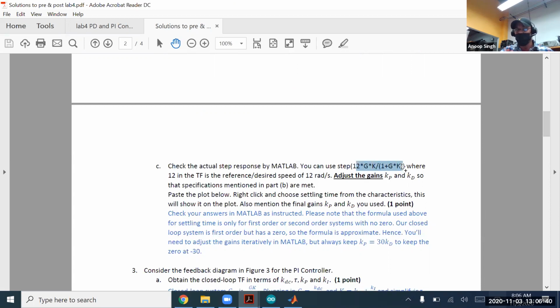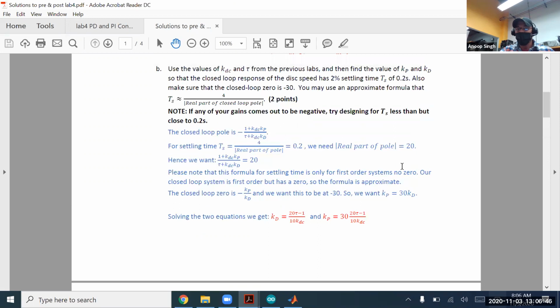If you do the step response of the closed loop system, you will figure out that there is slight difference. So the settling time is about 0.2. It's not terribly far. And at that point in time, you can adjust the gains a little bit until you get 0.2, but I'm not going to do it because it was pretty close to 0.2. So that's all.